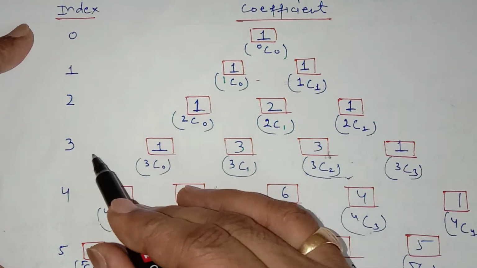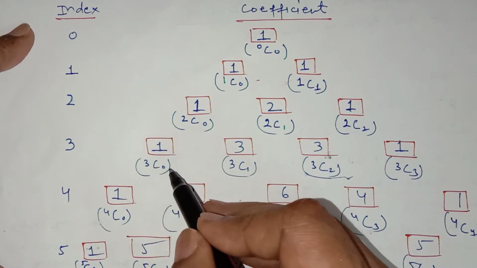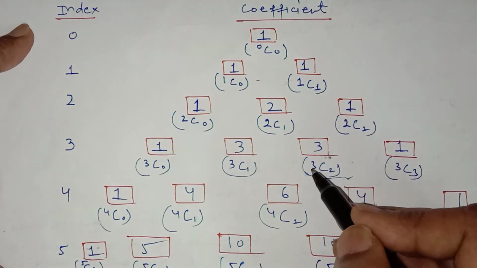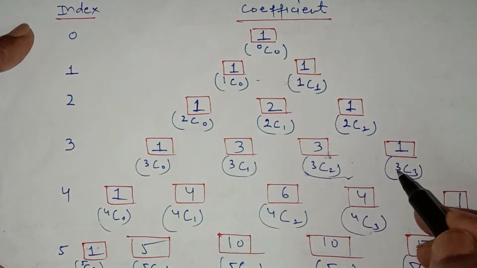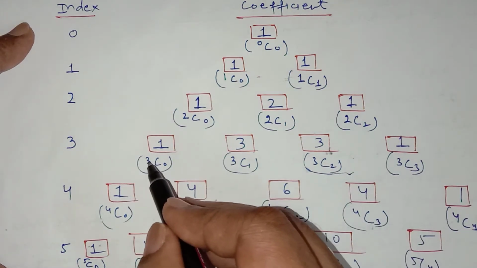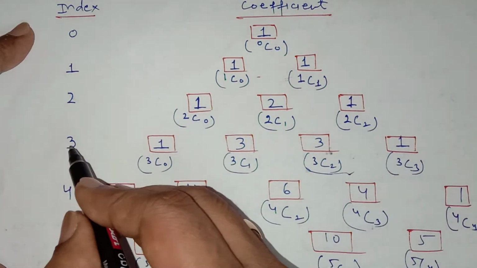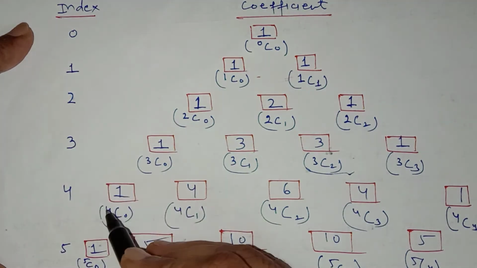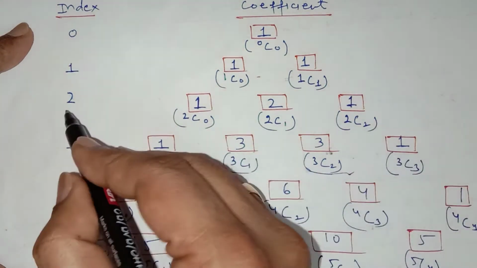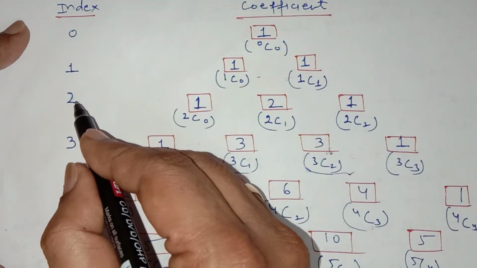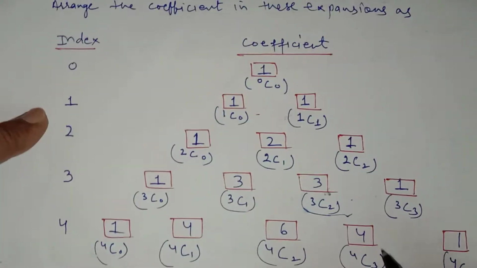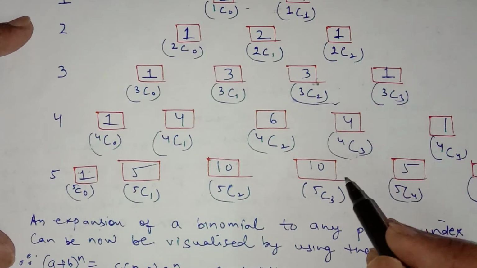Similarly, when you have the power 3, for 1 you can write combination of 3 0. For this 3 you can write combination of 3 1. For this 3 you can write combination of 3 2. For this one you can write combination of 3 3, and so on. This 3 is from the power of the binomial. This 4 or this 2 is the same in all the coefficients, the same as the power of the binomial. You can easily convert these coefficients in terms of combination.